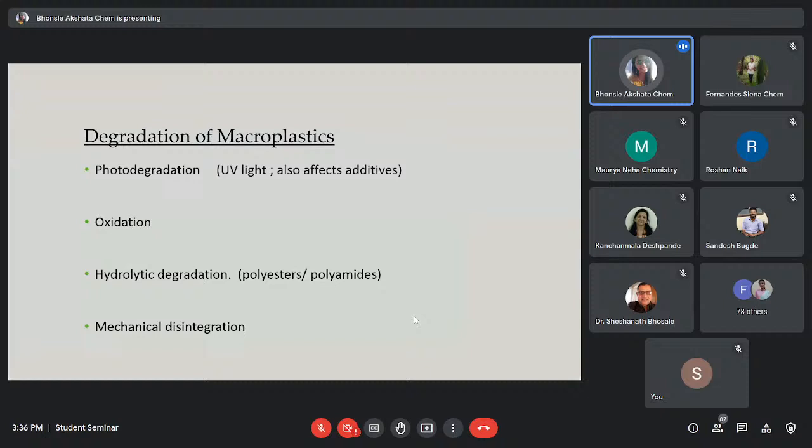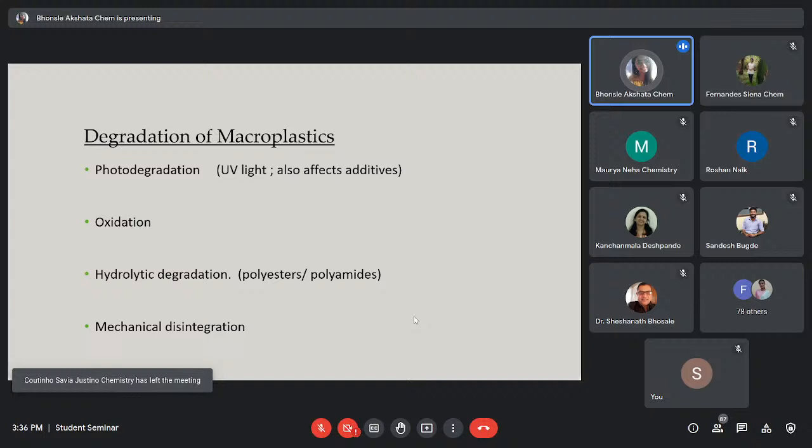So coming to the degradation of the macroplastics to microplastics or nanoplastics, there are four basic methods. These include the physical and the chemical methods. So we have photodegradation, oxidation, hydrolytic degradation, and mechanical disintegration. All these methods are together referred to as weathering. So photodegradation is wherein the ultraviolet radiation from sunlight breaks the chemical bonds in the synthetic polymer, changing its chemical and physical properties. And it is also said to affect the additives which are added into the microplastics. Photodegradation also initiates the weathering process. Oxidation is the oxidation of the microplastics under atmospheric conditions.